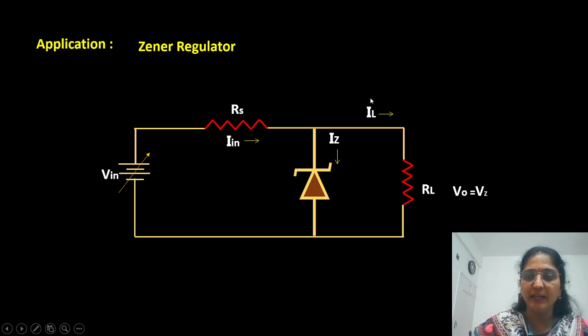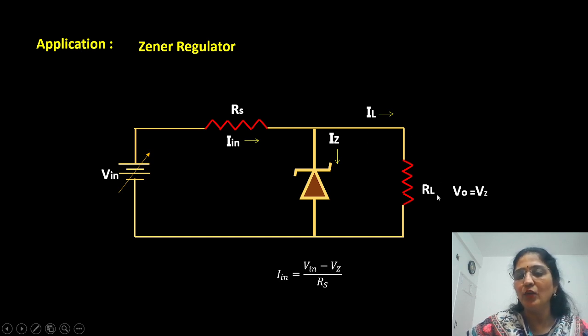As you have already seen in the VI characteristics, the voltage drop across the Zener diode remains constant in reverse bias. So this is in reverse bias and the voltage drop across it remains constant. This constant voltage drop we apply to the load resistance. So the voltage drop across the load resistance is going to be constant, that is Vz, and the current flowing through the load resistance is also constant, which is nothing but Vz divided by RL.